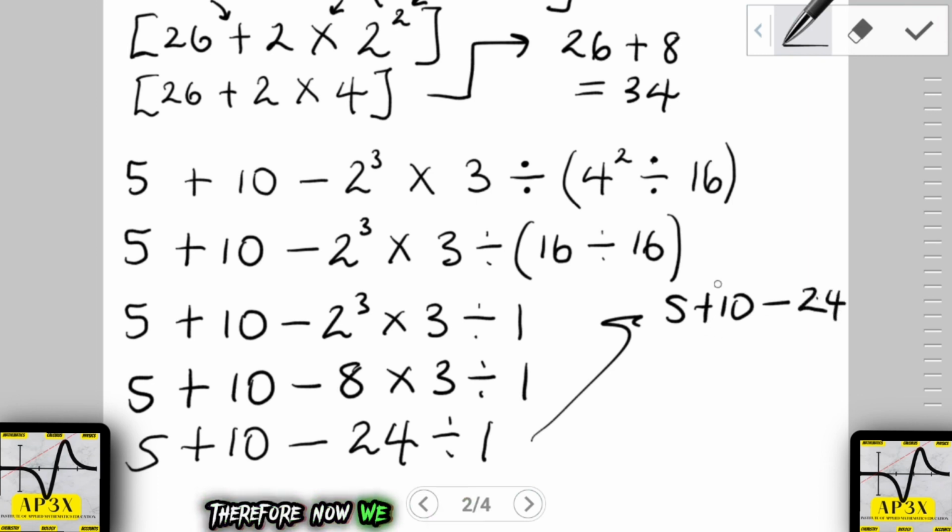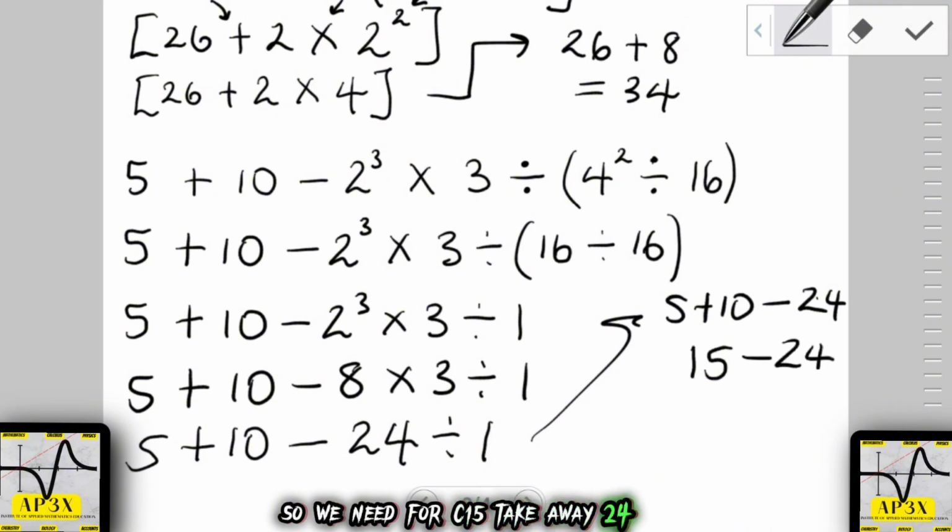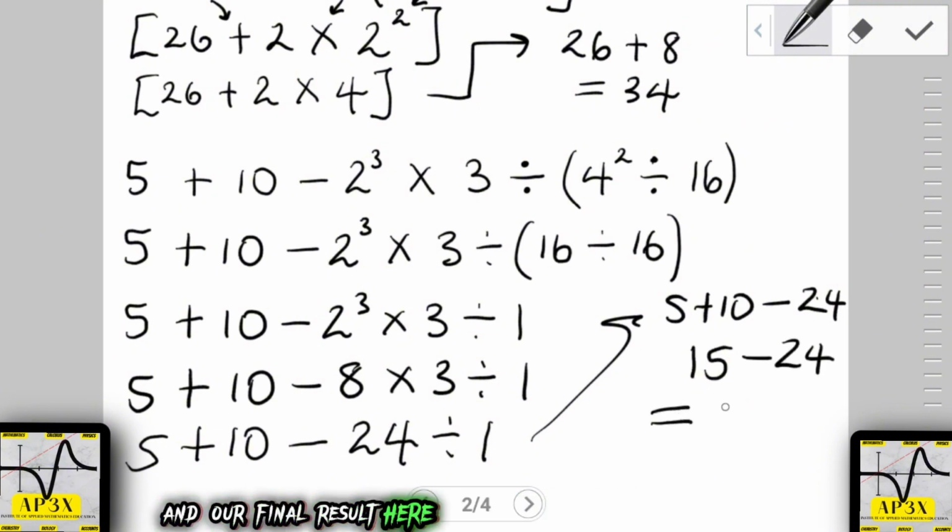So therefore now we have addition and subtraction. They are tied for precedence. Addition is on the left, subtraction is on the right. So we therefore say 15 take away 24, and our final result here works out to be -9.